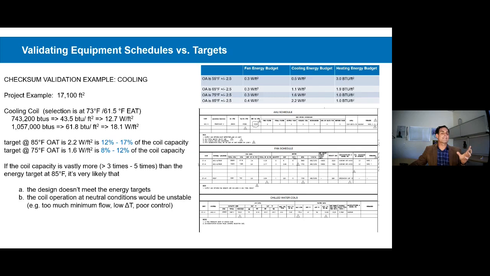If the coil capacity that we've selected on the plans is vastly more than our 85-degree energy target, then it's very, very likely that either the design doesn't meet the energy targets or that coil operation is going to be unstable in those shoulder conditions. So even if our energy model says that we meet the target, we need to make sure that we have a viable equipment selection for that solution. In this case, is this valve going to be fluttering, right? Or is this coil going to be producing a 2-degree or 4-degree delta T throughout that shoulder season?